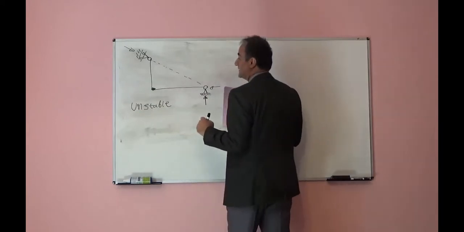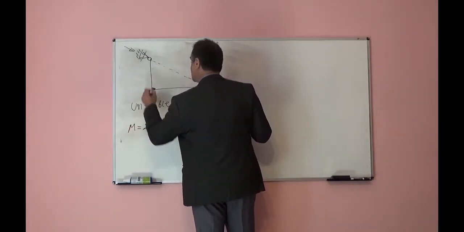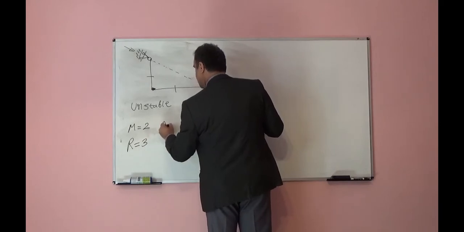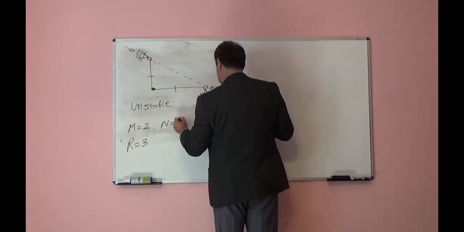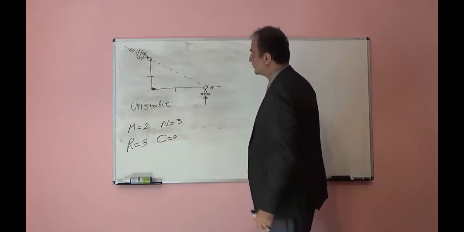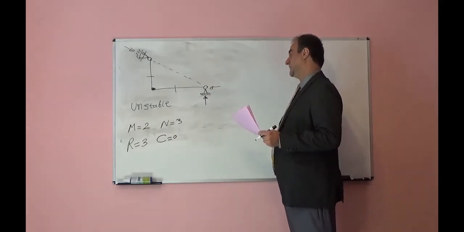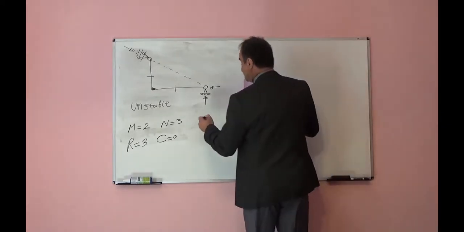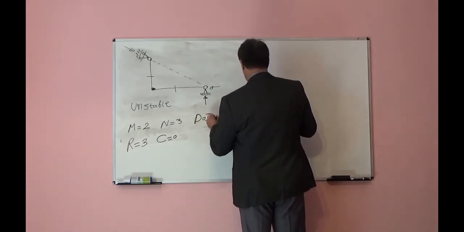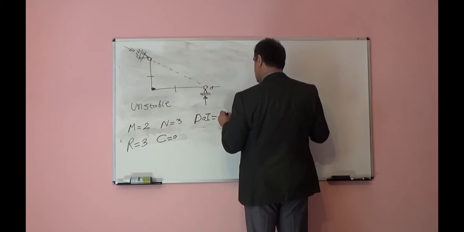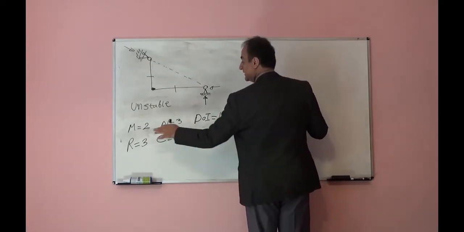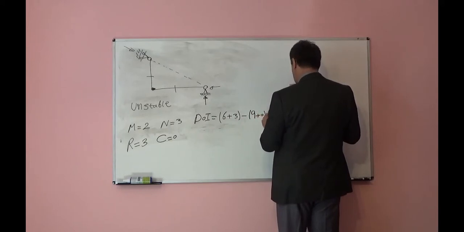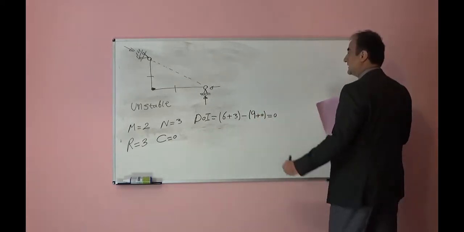Now, how about how many degrees it is indeterminate? M is equal to 2, 1, 2 members. R, the number of reactions, 1 here, 2 here, it is 3. N, the number of nodes, 1, 2, 3. The condition equation here is 0 because we don't have any internal roller or internal hinge, so we don't know any internal force equal to 0 from the beginning. From here, this will be 3 times 2, 6, plus 3, minus 3n, plus 0. This will be equal to 0, but it is unstable.